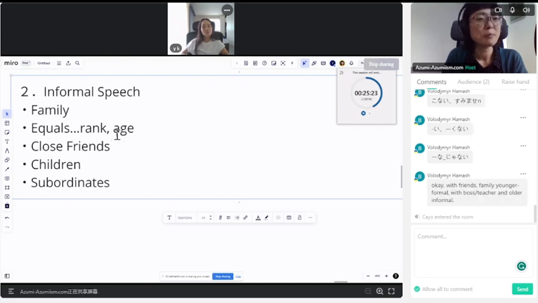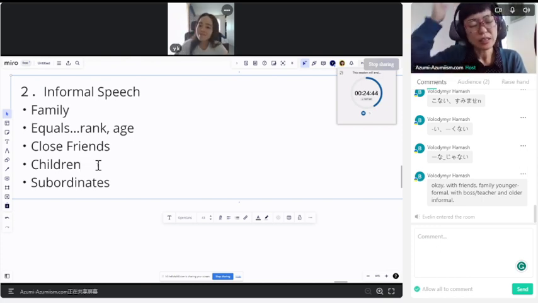And children. When you speak to children, do you use informal speech? I use informal speech. Why? It's not the subordinate, but like, I'm higher and they are lower.